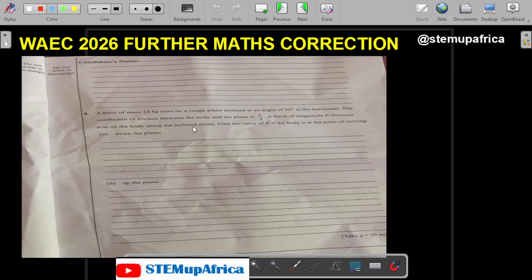So let's see. NECO's exam for post-UME, including those who want to do A-level. So these are the suitable questions for you. So let's see what question 8 says.